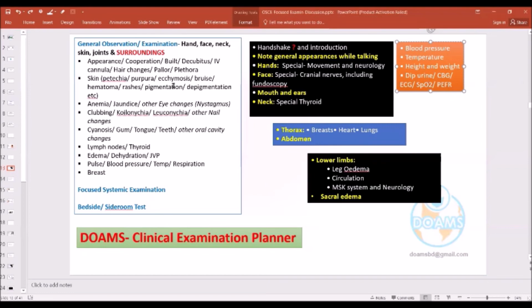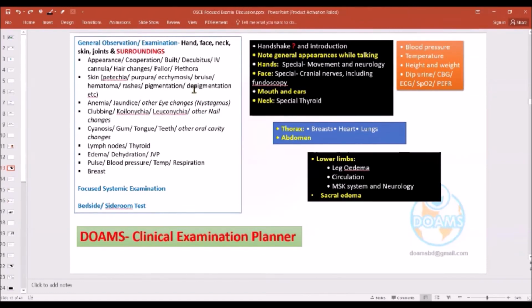So for the appearance, no need to extend time. Already you were talking, you understood appearance, cooperation, built on an average, decubitus, IV cannula, hair change, pallor, plethora. Already you have seen, and not even 1 minute is important here for all of these things. Skin, you are looking directly at the skin, so no need to examine further. But for anemia, if you check the anemia, it may take a few seconds.